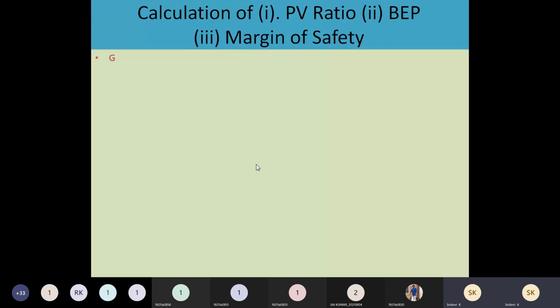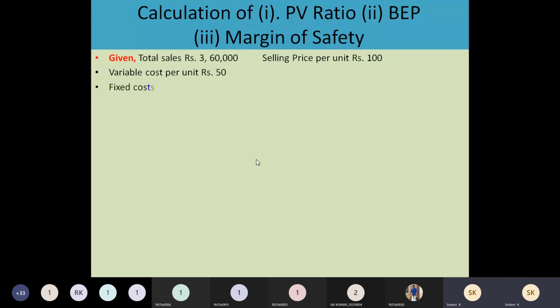So first, the important thing is whatever is given, you are going to show here. You have to write all those information even in the exam. Even if total sales are given, you need not use total sales. If it is required, you can use. Selling price per unit is given, variable cost per unit is given, and fixed cost is given. To calculate MOS, you require total sales. Okay.